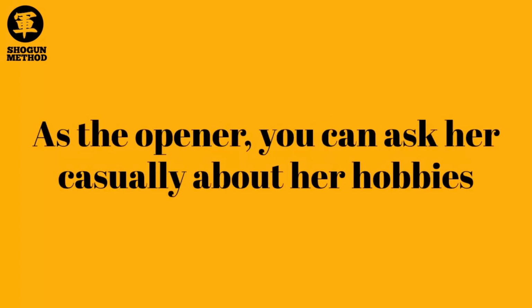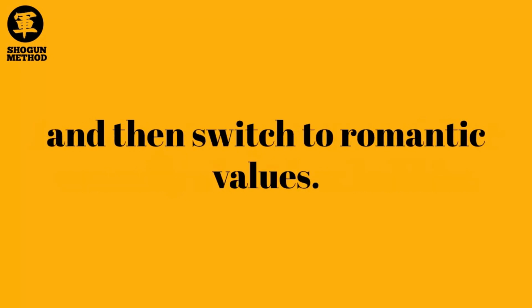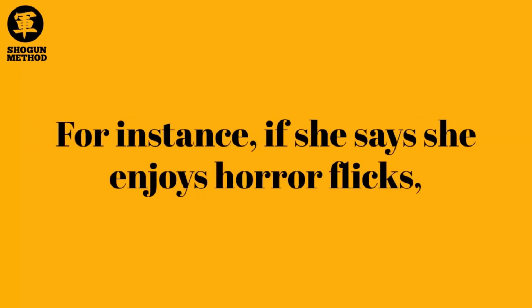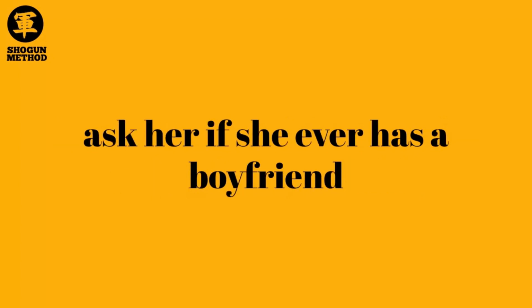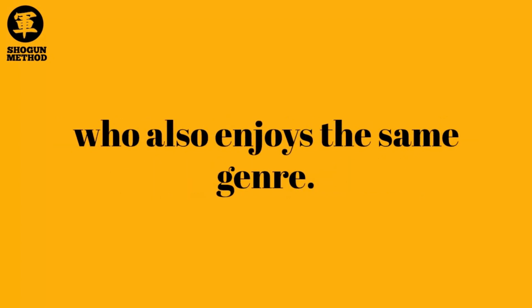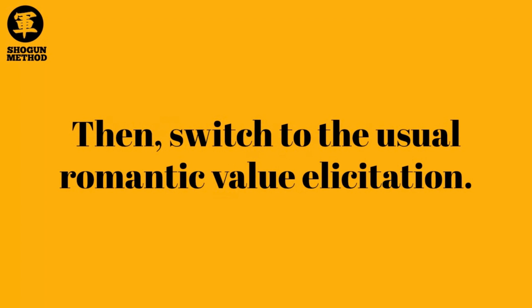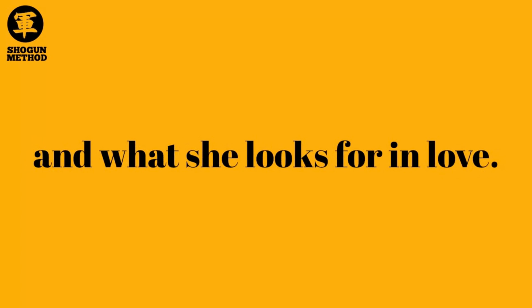As the opener, you can ask her casually about her hobbies and then switch to romantic values. For instance, if she says she enjoys horror flicks, ask her if she ever has a boyfriend who also enjoys the same genre. Then, switch to the usual romantic value elicitation. Ask her what she likes in a guy and what she looks for in love.